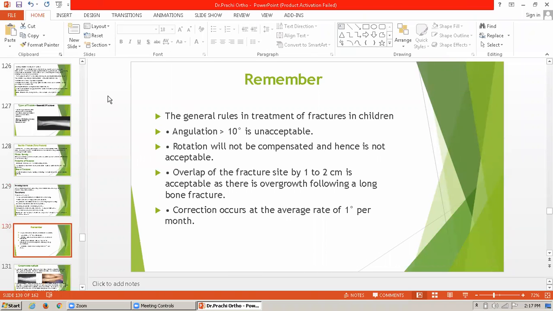So, the points to remember are the general rules in the treatment of fractures in children: angulation of more than 10 degrees is unacceptable. Rotation will not be compensated and hence is not acceptable. Overlap of the fracture site by 1 to 2 centimeters is acceptable as there is overgrowth following a long bone fracture, and correction occurs at the average rate of 1% per month.